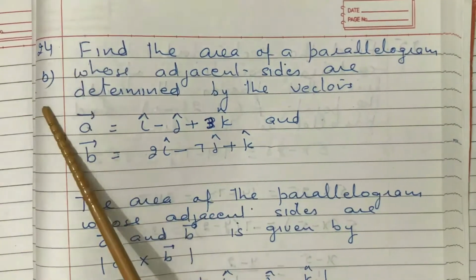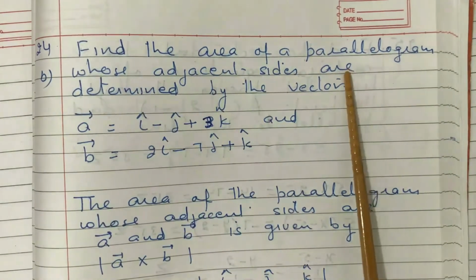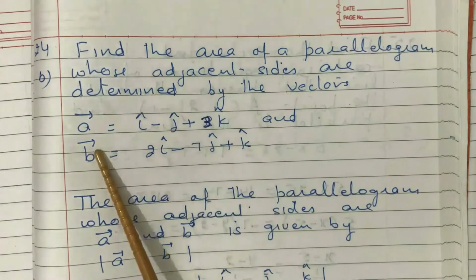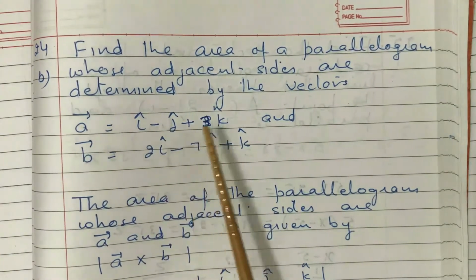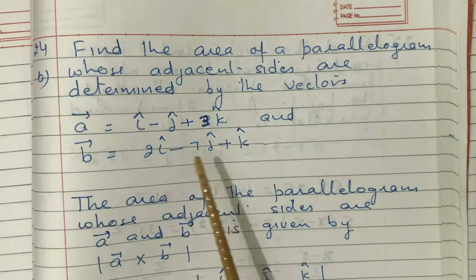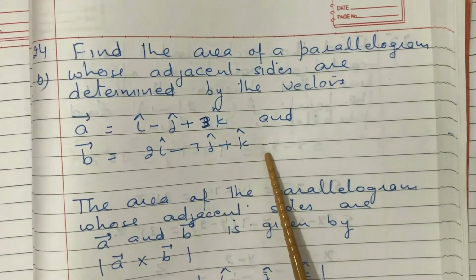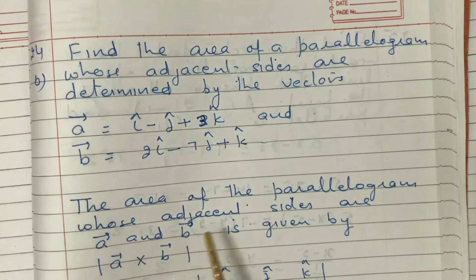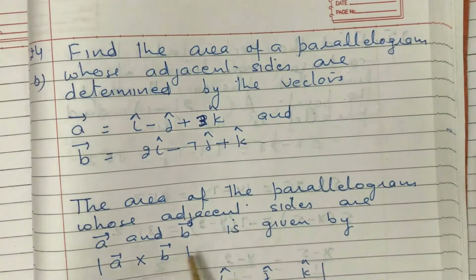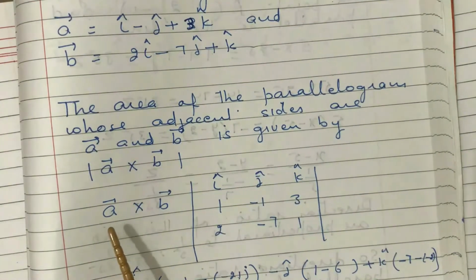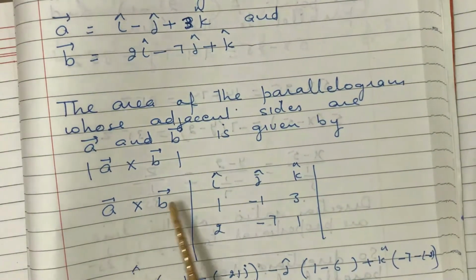Now 24th question B part. Find the area of a parallelogram whose adjacent sides are determined by the vector A = i cap - j cap + 3k cap and vector B = 2i cap - 7j cap + k cap. Now area of a parallelogram whose adjacent sides are vector A and vector B is given by magnitude of vector A cross vector B. Now first find vector A cross vector B.